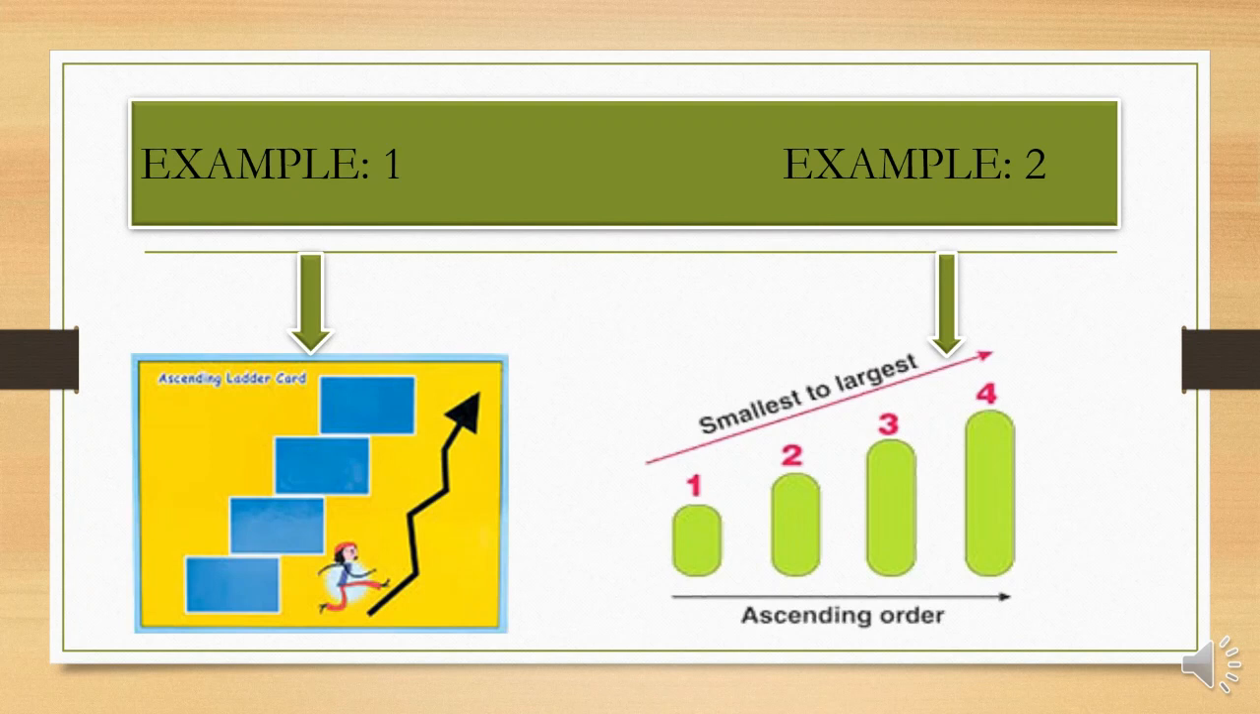As an example of ascending order, see the pictures. For example, when we start climbing, we start from the ground level and climb towards the peak. This represents ascending in the given example. Example 2, dear students: in this example, the size of cylinder 1 is smaller than cylinder 2 and so on. The size of the cylinder is increasing continuously. That's why 1, 2, 3, 4 is an ascending order.